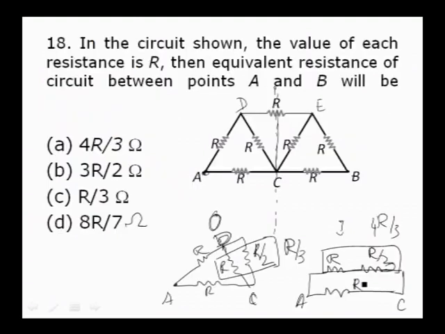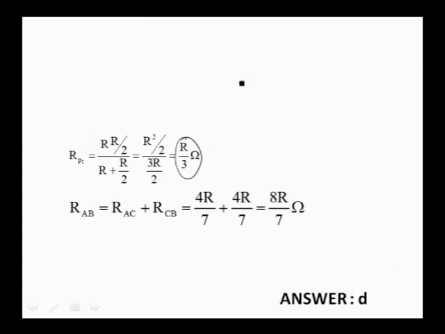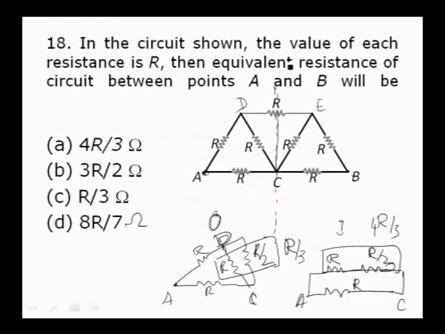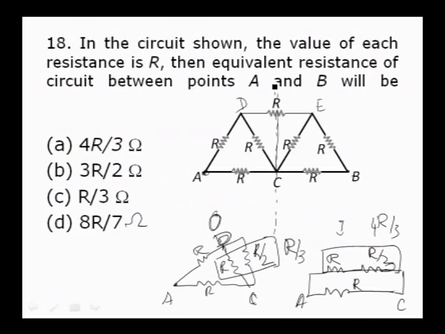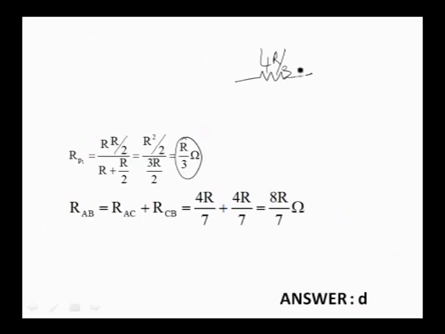Now I will go for here. This is 4R by 3. This is R. This is R. Now we are going to calculate the effective resistance: 4R by 3 into R divided by 4R by 3 plus R.